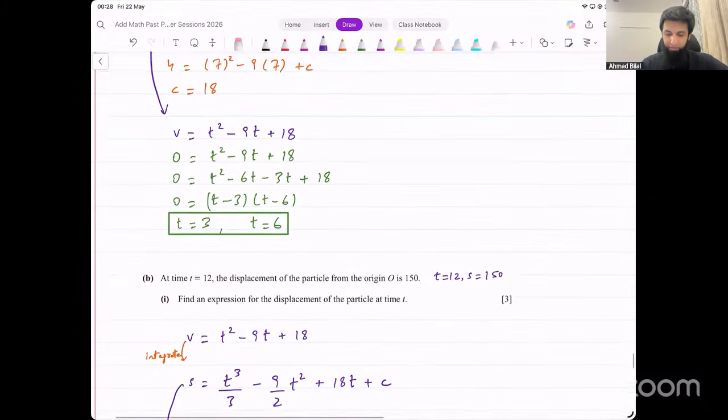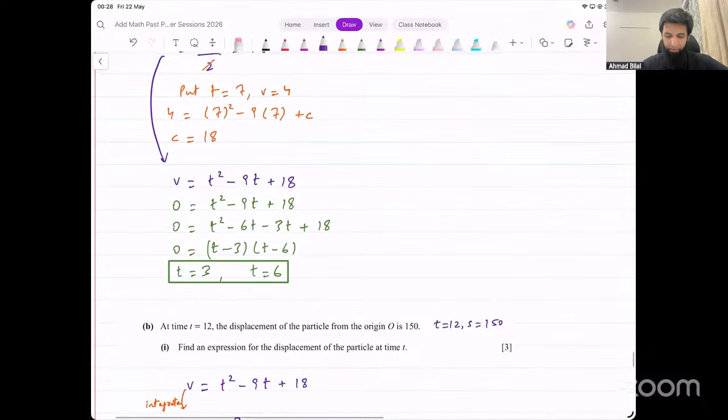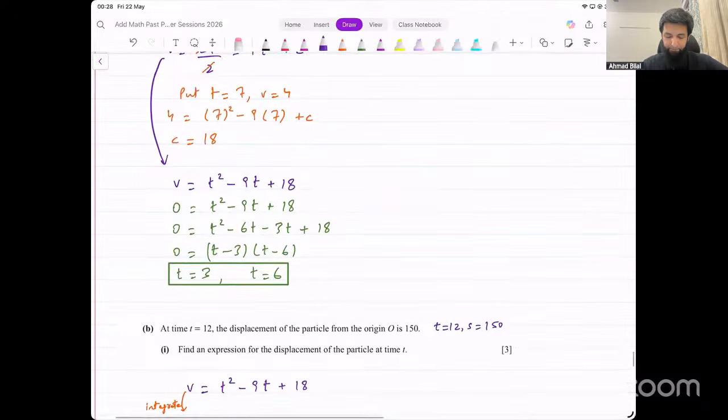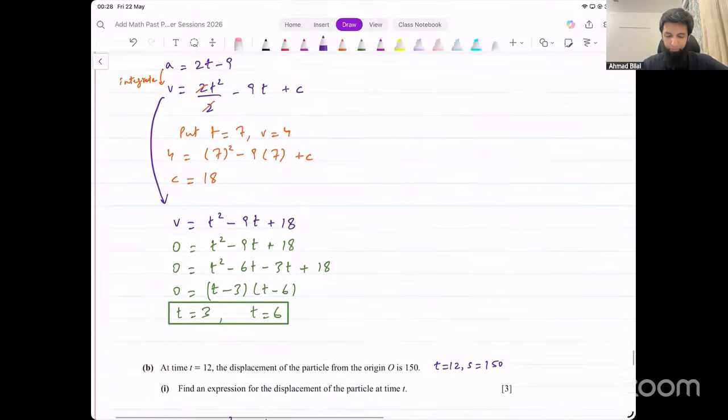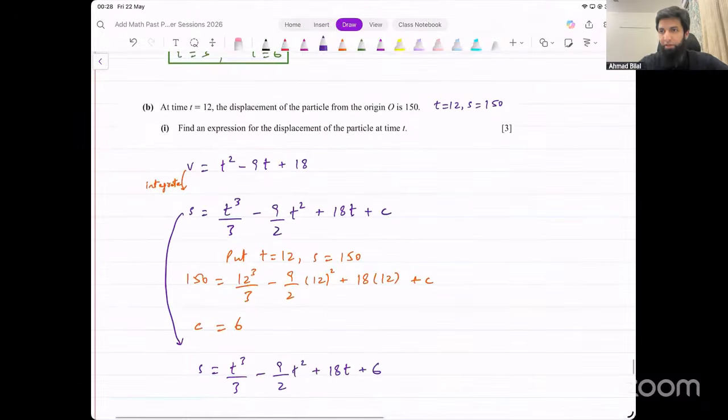Was it negative 18? What was negative 18? I don't think so. It looks like it's positive 18. Is it not? It's plus 18.